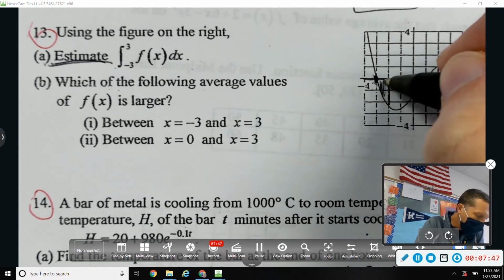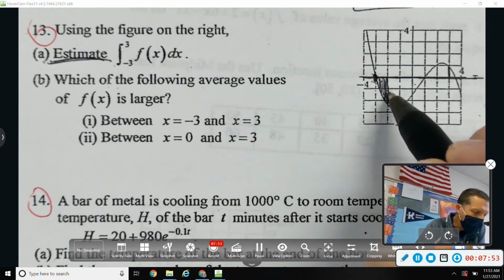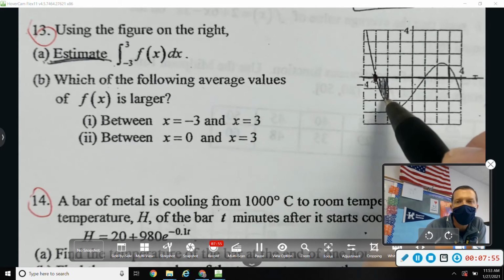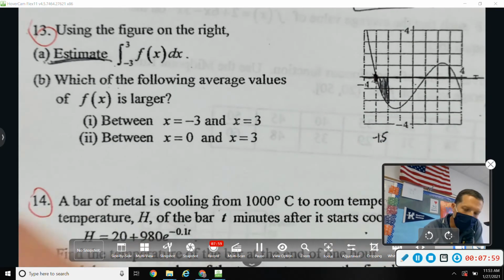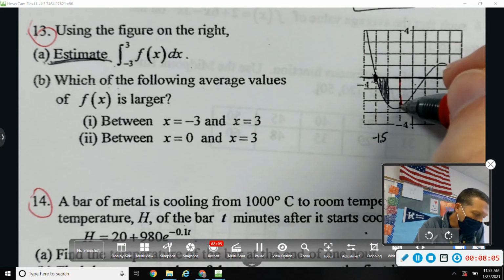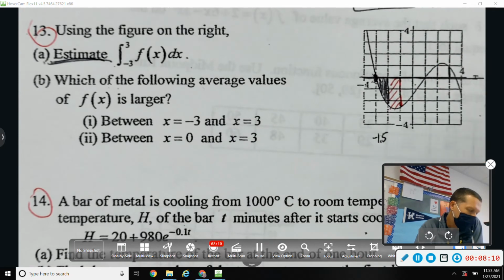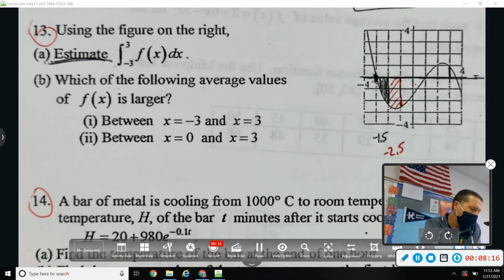Say this column is a little bit more than 1, maybe even 1.5, right? Because it's almost all of this square and then a little more than half of that square. So -1.5 for that column. It says estimate, so I'm allowed to do this. How about this column? What would you say the area of that column is? 2.5, 2.6, whatever, something along those lines. Negative though again, so be careful.